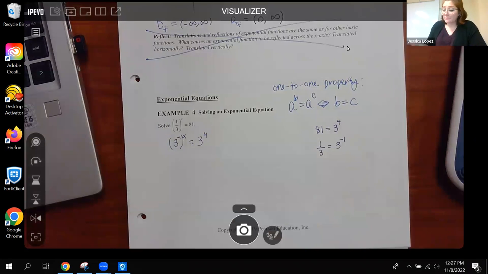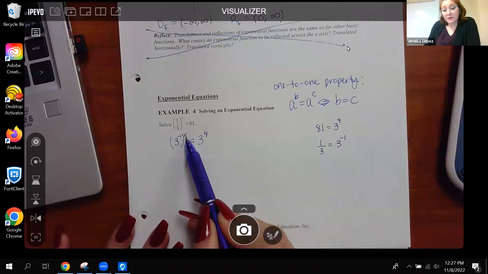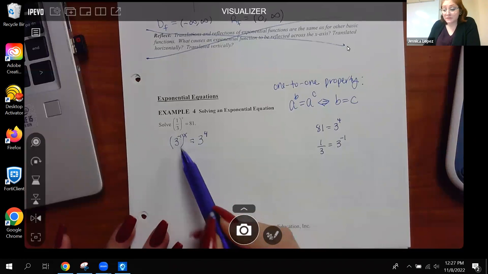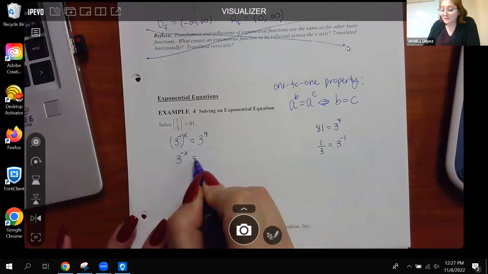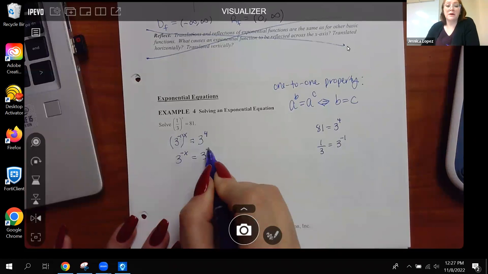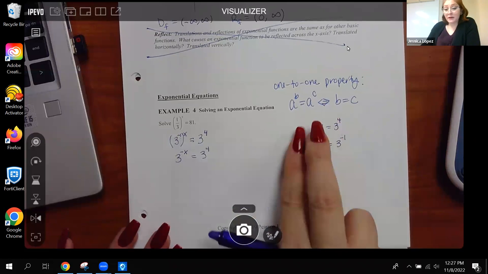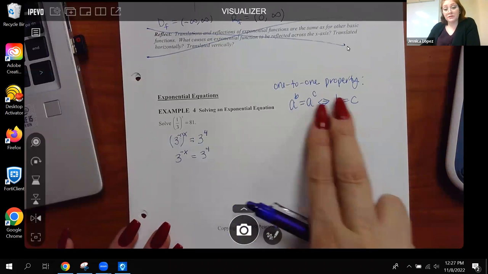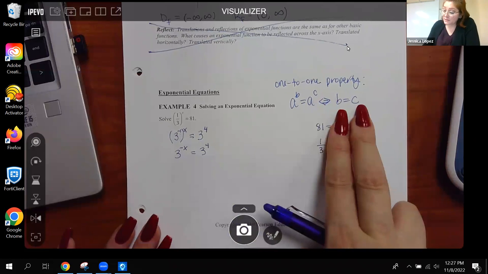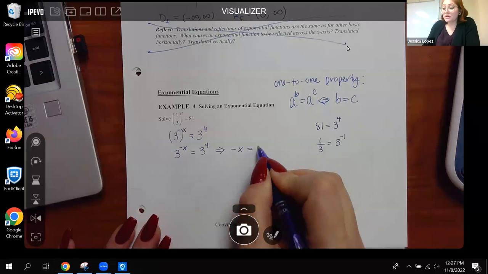Okay. Then I can use my property, right? I mentioned it earlier, actually. When you have an exponent raised to another exponent, you multiply those exponents. So this is the same as saying 3 to the power negative x equals 3 to the power 4. And according to this one-to-one property, the fact that we have the same base now means that those exponents should be equivalent to each other. Okay, so this automatically tells us that negative x should equal 4.